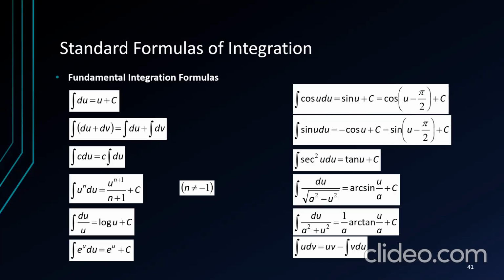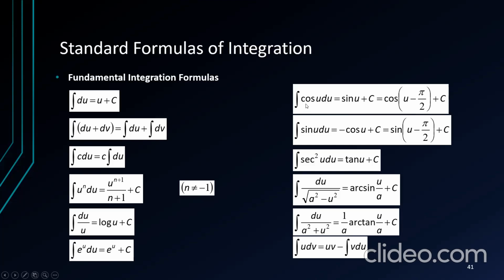Now, the integral of u exponent n times the differential of u is equal to u exponent n plus 1 all over n plus 1 plus the constant, where n is not equal to negative 1. That is the other case. For the case where n is negative 1, it is this. The integral of du over u is equal to logarithm of u plus the constant. Or the integral of b exponent u du is equal to e exponent u plus c. Actually, the integral of du over u is also equal to natural logarithm of u plus constant.